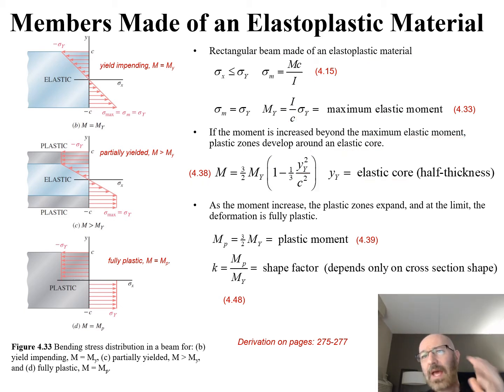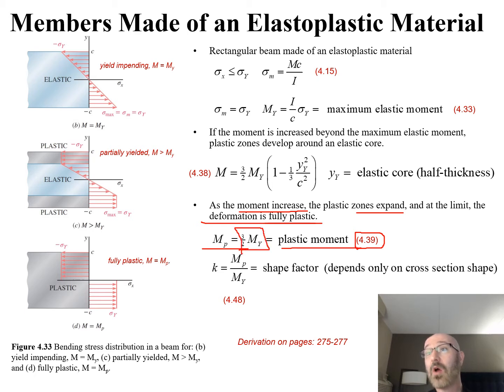Now as this moment increases, the plastic zones expand, and at the limit the deformation is fully plastic. We have this relationship shown by equation 4.39 in our textbook. M sub p is the plastic moment, and this is equal to 3/2 M sub y, where M sub y, defined up above, is our maximum elastic moment. So our plastic moment is 3/2 of our maximum elastic moment. Again, this relates back to equation 4.33 in our textbook.